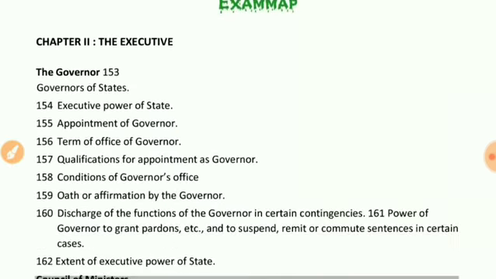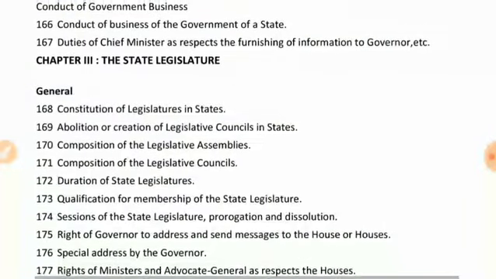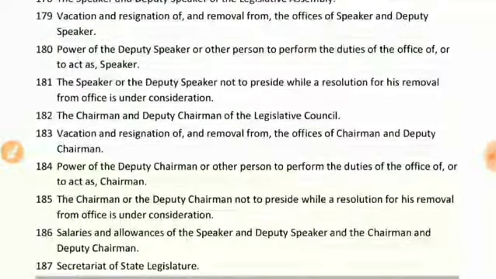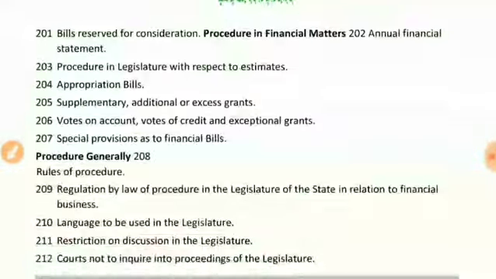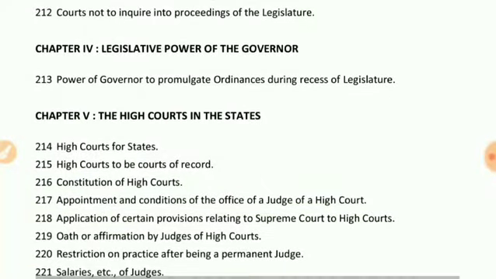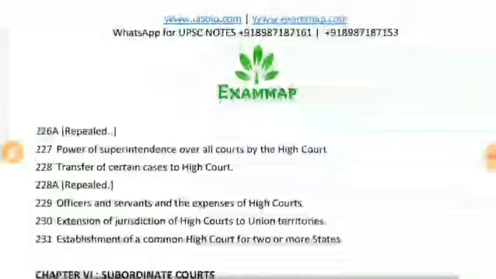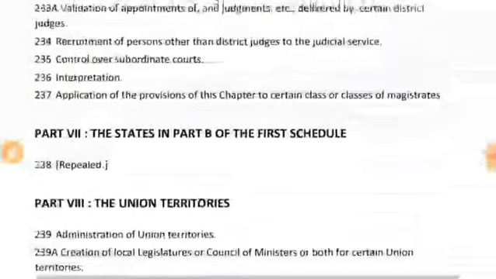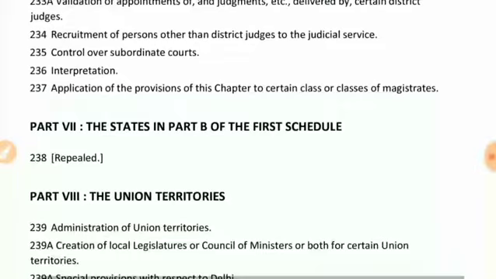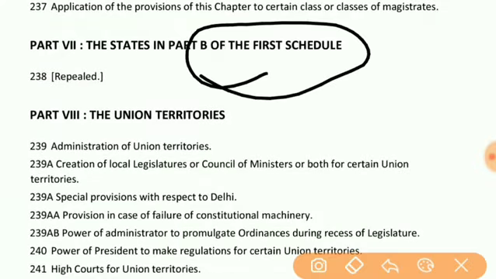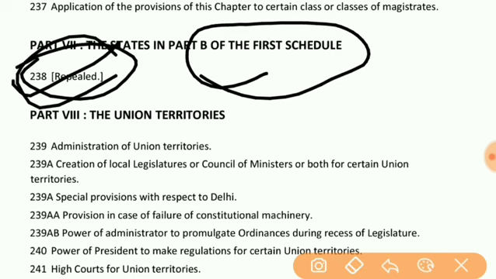Then we have Part 6, the States. Similarly, at this level we have the executive, that is the Governor. Then we have Chapter 3, the State Legislature. Then we have Chapter 4, the legislative powers of governors, and the High Courts in the states. Now we have Part 7, that is the states in Part B of the First Schedule, which is repealed. That means this part, this article, is not there.